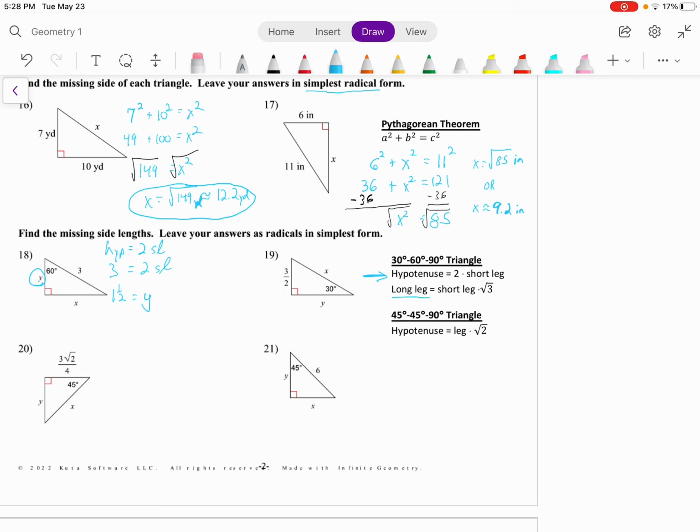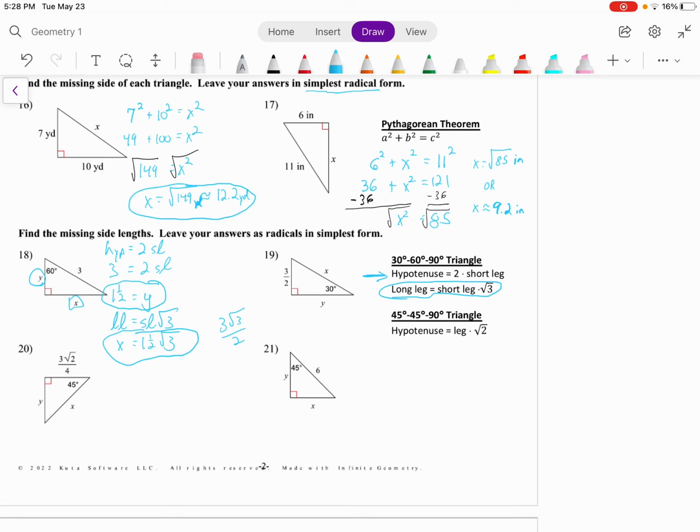But we know the long leg over here is the short leg times the square root of 3. So the long leg, which is x, is the short leg times the square root of 3. Well, in our case, the long leg x is the short leg, 1.5 times the square root of 3, and that is good enough. You also might see 1.5 is 3/2, so another way you might see it is 3√3/2.